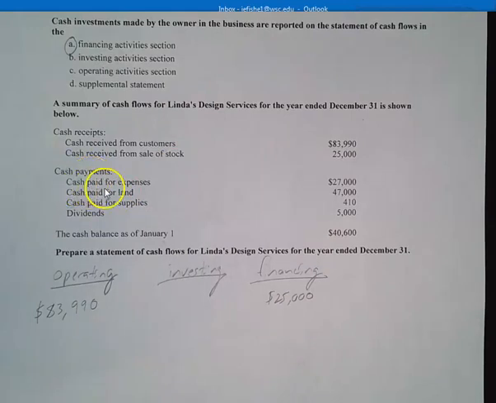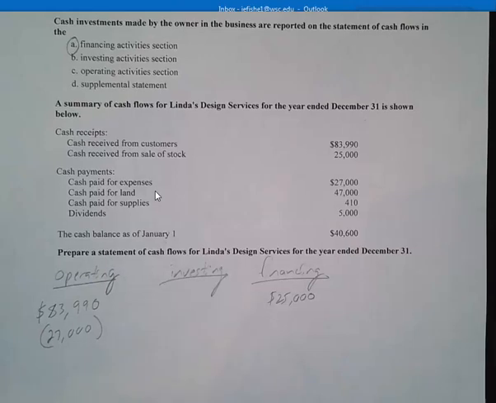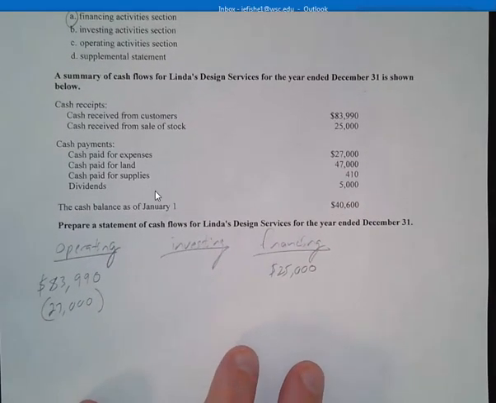Cash payments, cash paid for expenses. These are operating expenses. I want to put those in brackets to indicate that that is a negative number. Move this up just a bit.